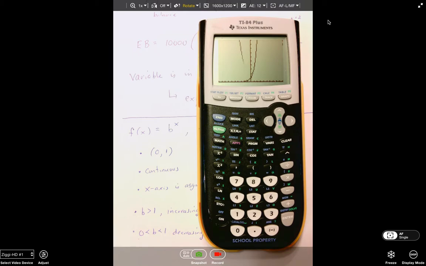So guys, what happens here is the first function, this one right here, is the 3 raised to the x power. Notice as it goes to the left, it gets closer and closer and closer, so it increases, as I told you.